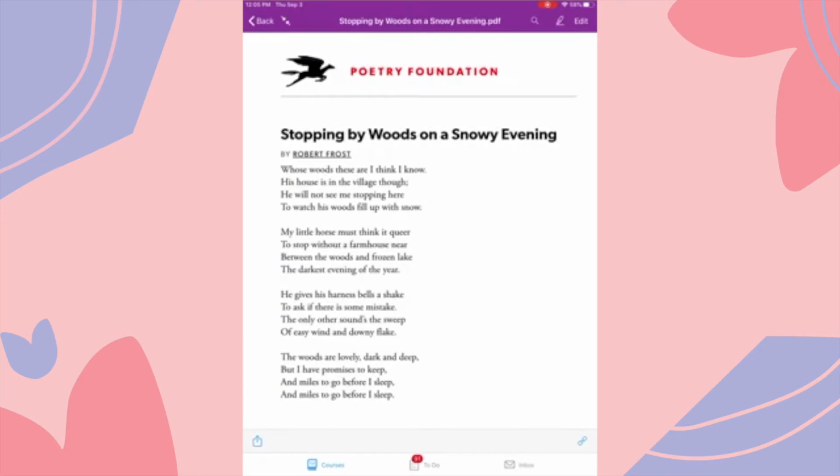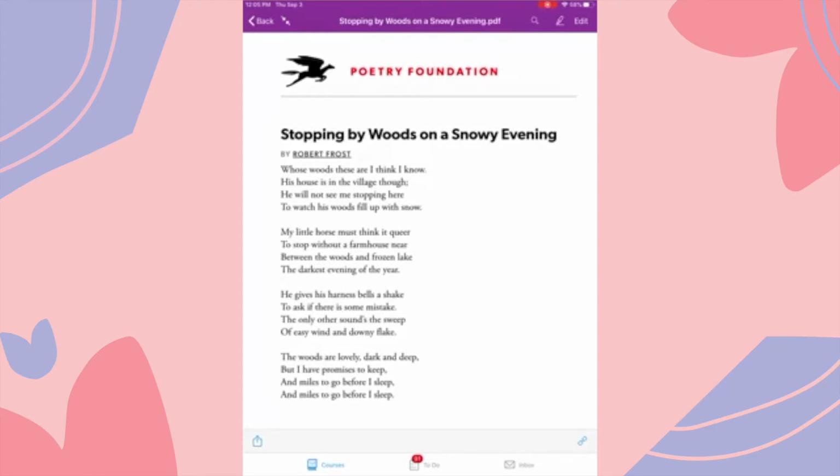So first let's just read through it. Whose woods these are, I think I know. His house is in the village though. He will not see me stopping here to watch his woods fill up with snow. My little horse must think it queer to stop without a farmhouse near, between the woods and frozen lake, the darkest evening of the year. He gives his harness bells a shake to ask if there is some mistake. The only other sounds the sweep of easy wind and downy flake. The woods are lovely, dark and deep, but I have promises to keep, and miles to go before I sleep, and miles to go before I sleep.